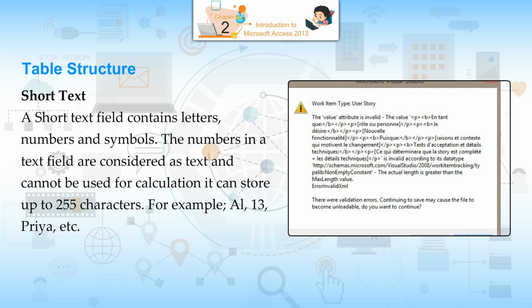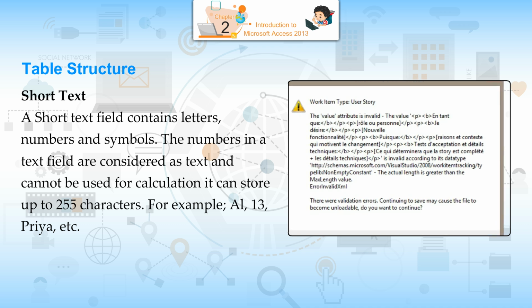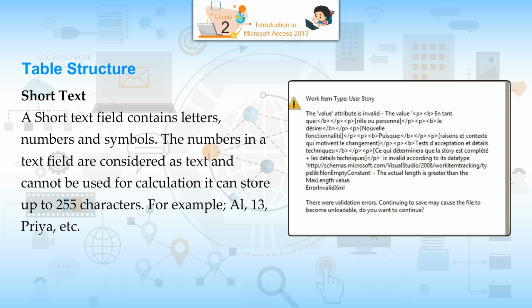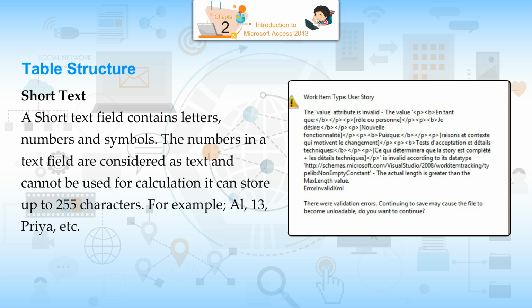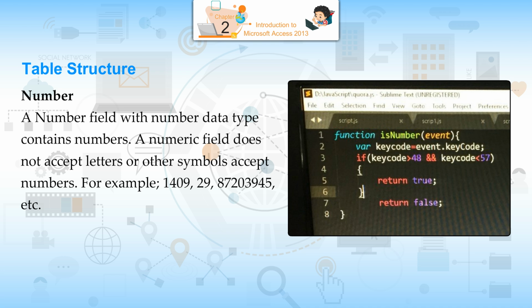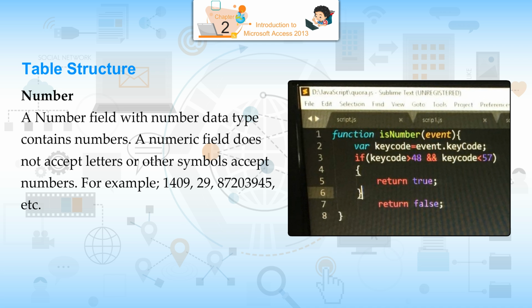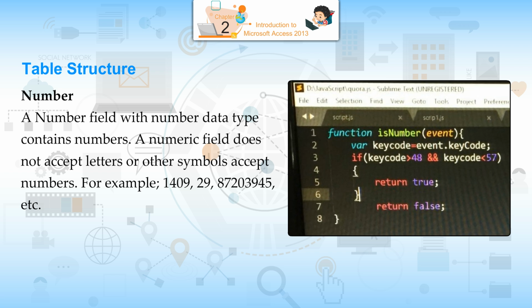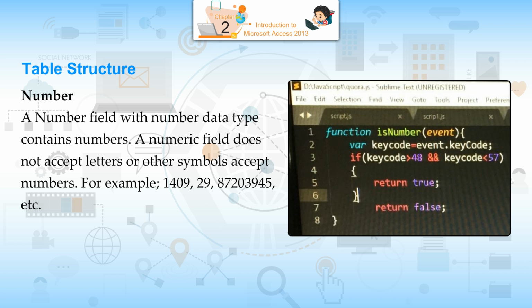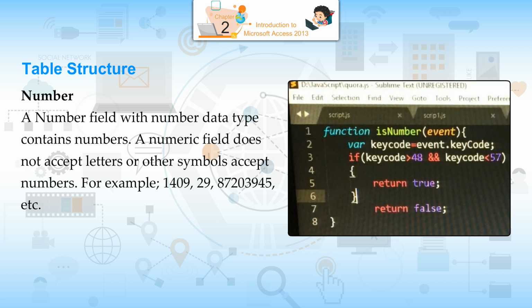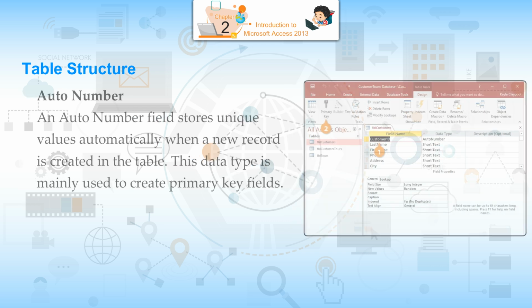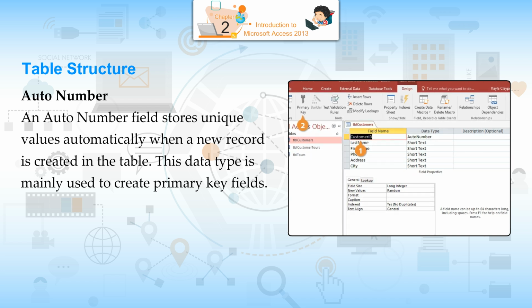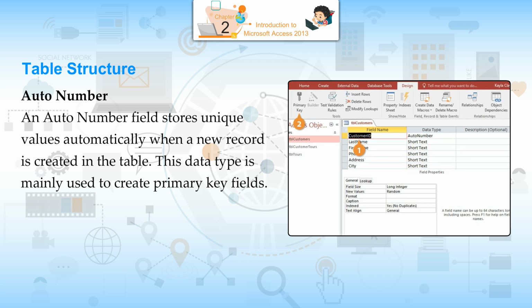The numbers in a text field are considered as text and cannot be used for calculation. It can store up to 255 characters. For example, A1, I3, Priya, etc. Number. A number field with the number data type contains numbers. A numeric field does not accept letters or other symbols except numbers. For example, 1409, 29, 8720, 3945, etc. Auto number. An auto number field stores unique values automatically when a new record is created in the table.